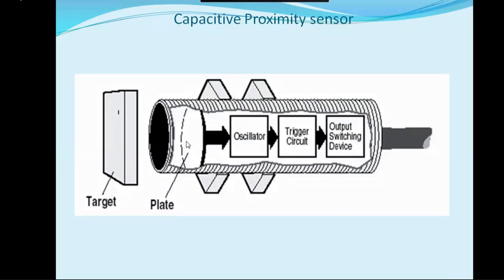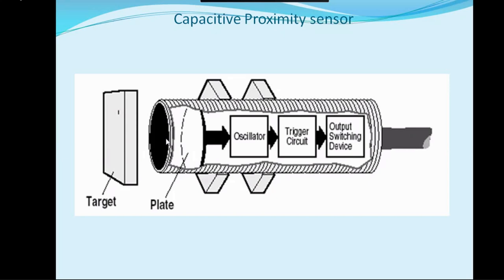First, see that the capacitive proximity sensor consists of one oscillator, a trigger circuit and an output switching device, and there is a target. The same arrangement is there. We know that there are two parallel plates, one plate and another plate. The first plate acts as an internal plate, and another plate acts as an external plate. This internal plate is connected to the oscillator, followed by the triggering circuit, followed by the output switching device.